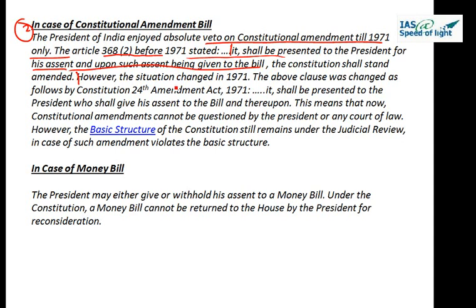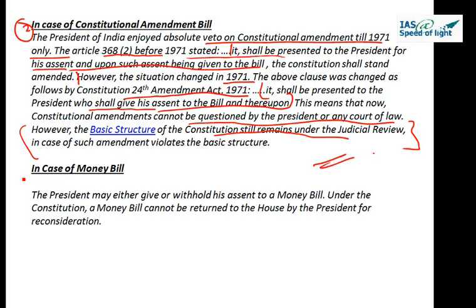But the situation changed in 1971. By the 24th Constitution Amendment Act 1971, it was changed to: it shall be presented to the President who shall give his assent to the bill. Now it becomes mandatory for the president to give his assent. So he doesn't have absolute veto; he cannot withhold his assent. This means that constitutional amendments cannot be questioned by the president or any court of law. But we have seen the basic structure of the constitution still remains under judicial review.